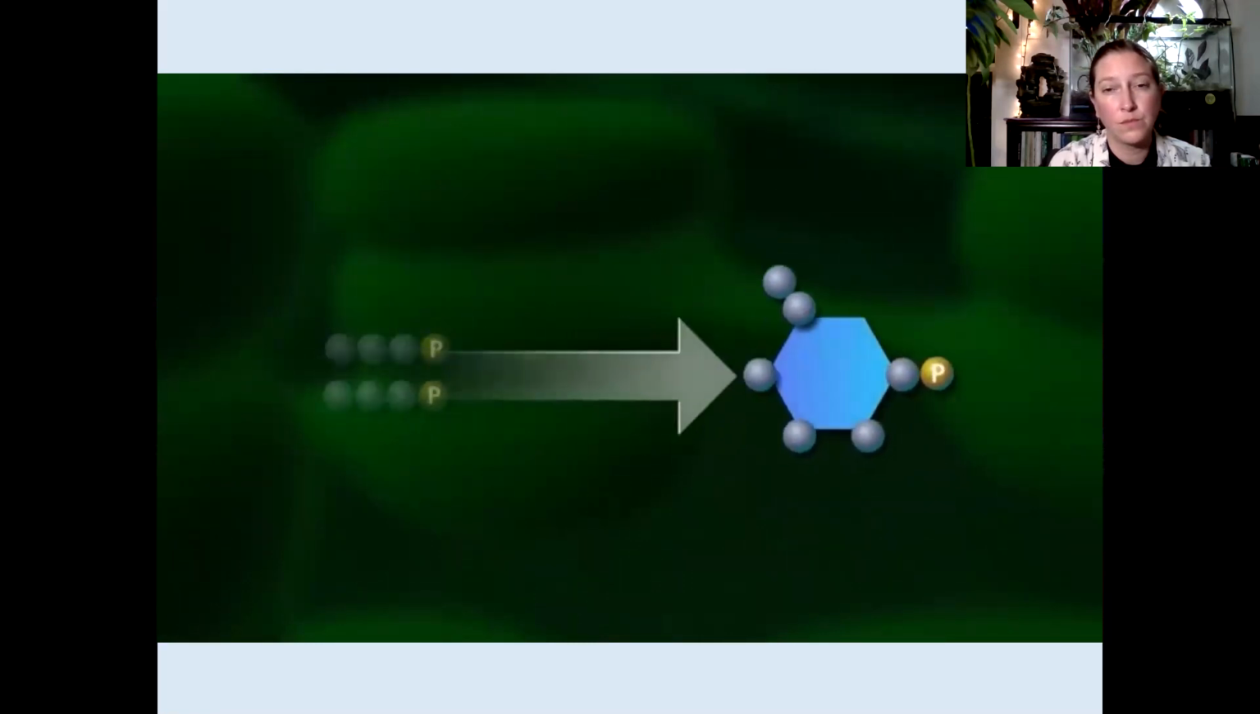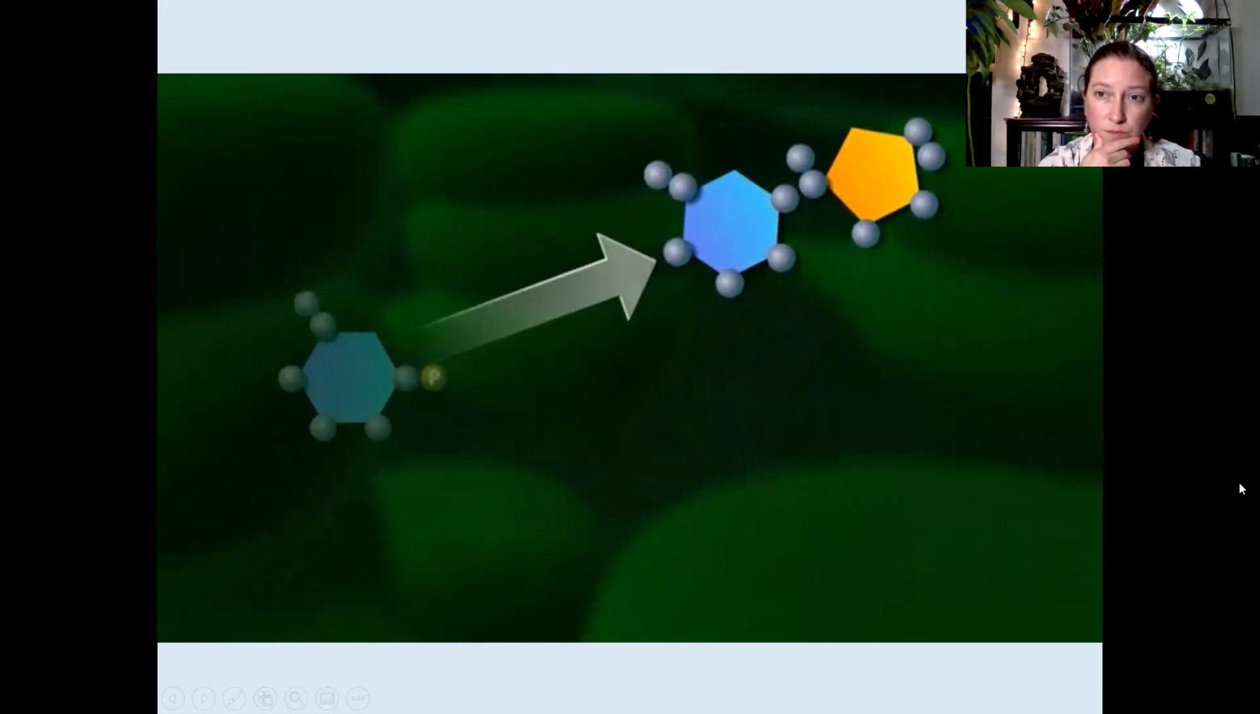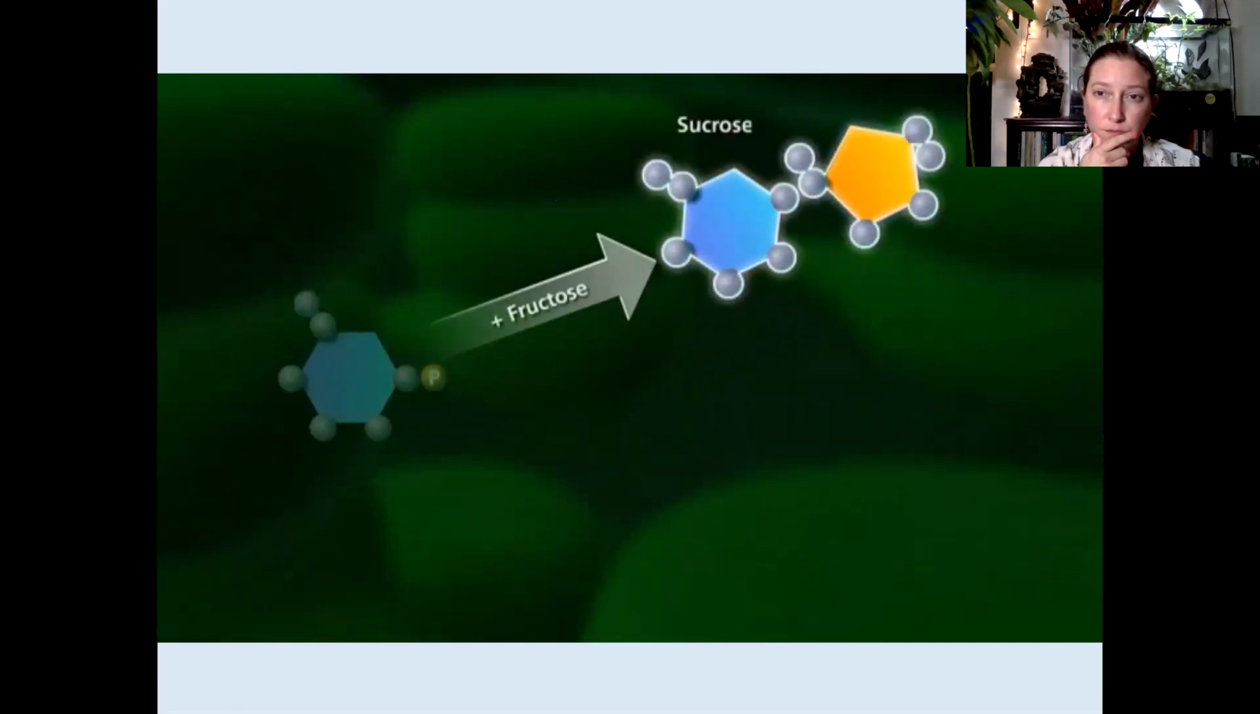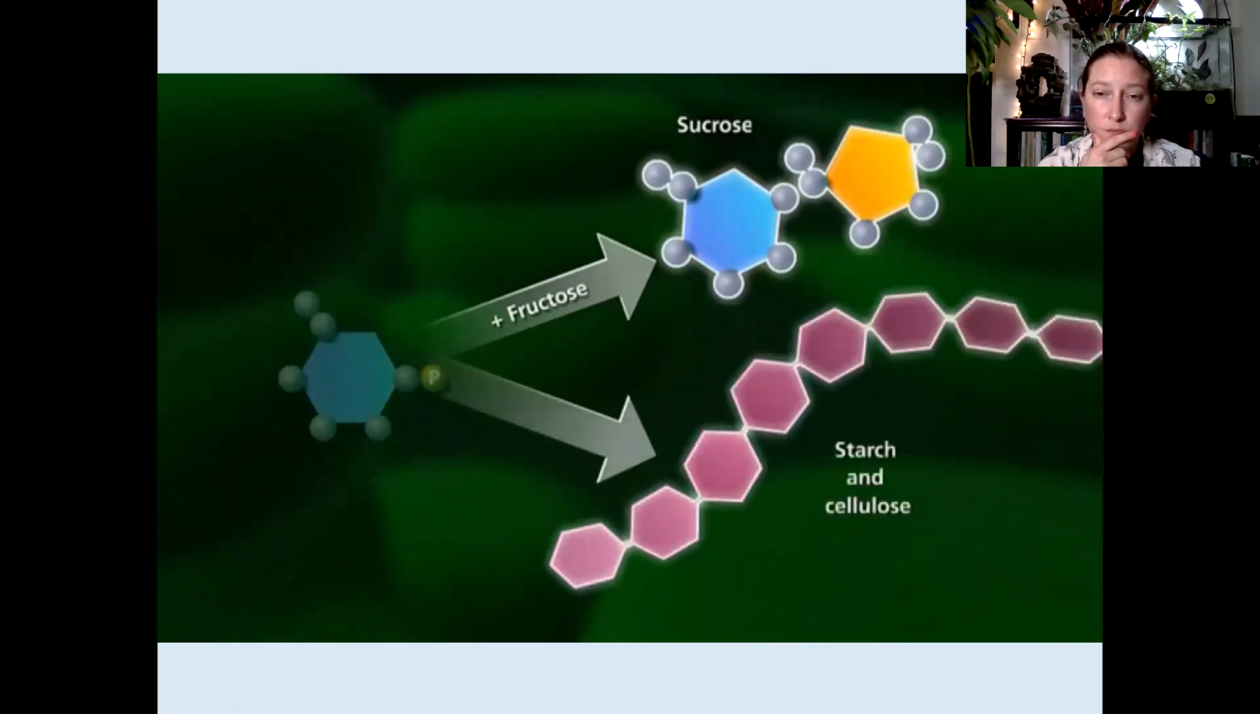It takes two molecules of glyceraldehyde 3-phosphate to make one molecule of glucose phosphate. Thus, the Calvin cycle has to run six times to produce one molecule of glucose. These molecules can remove their phosphate and add fructose to form sucrose, the molecule plants use to transport carbohydrates throughout their system. Glucose phosphate is also the starting molecule for the synthesis of starch and cellulose.